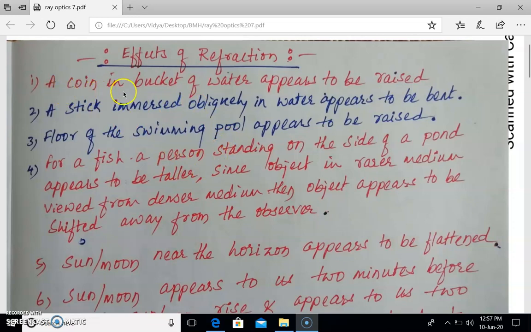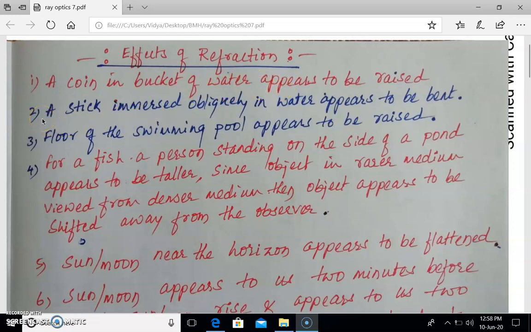A coin immersed in a bucket of water. The coin settles down at the bottom of the bucket. And the same coin, when viewed normally from an air medium, appears to be raised through some height due to normal refraction. So this is the first effect of refraction. A coin immersed in a bucket of water appears to be raised.